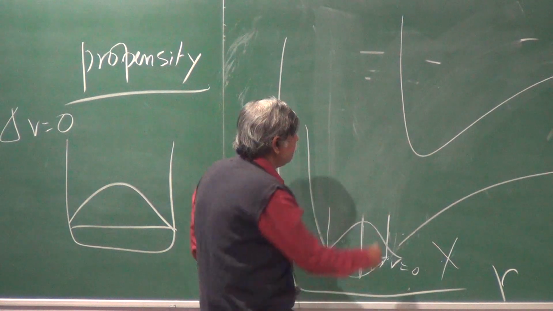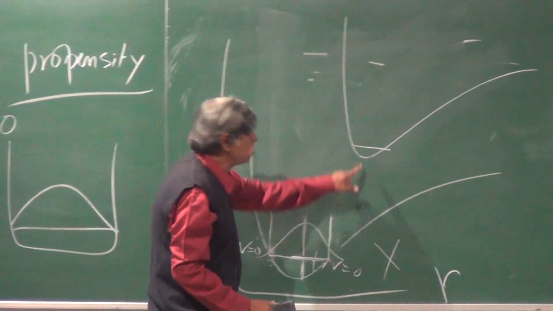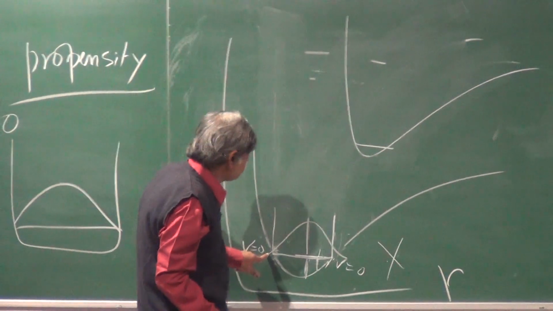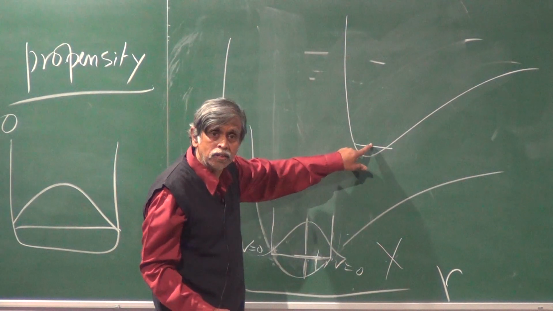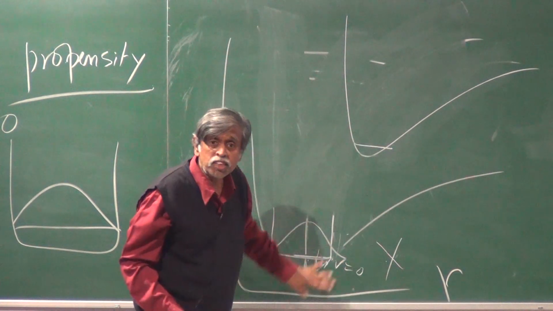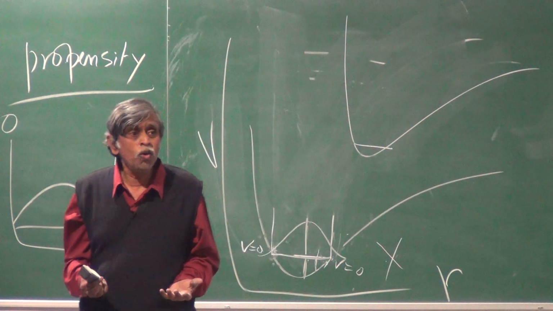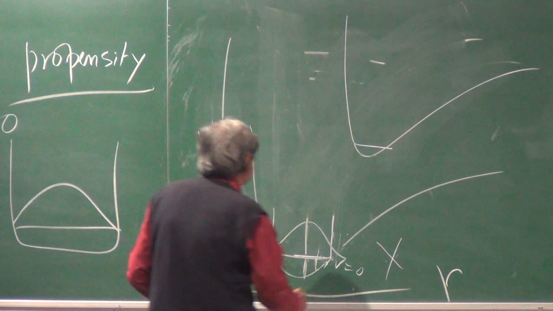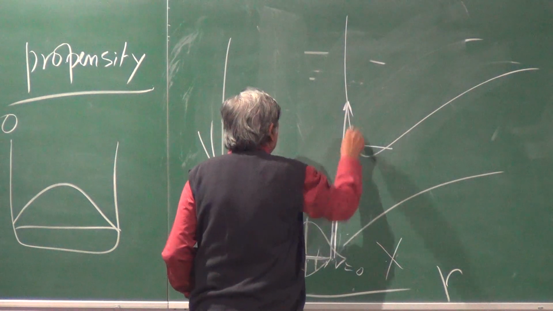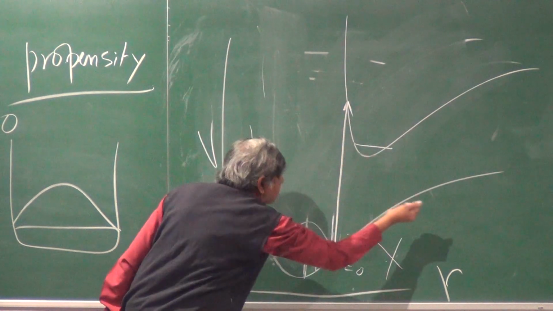Can I ever go from V0 to this level? I can't go from here. I can't go from here either. In other words, at such a location, you will never see a V0 to V0 transition. The best you might see is, and of course from here, there is nothing.